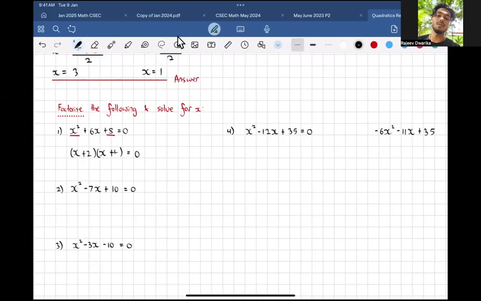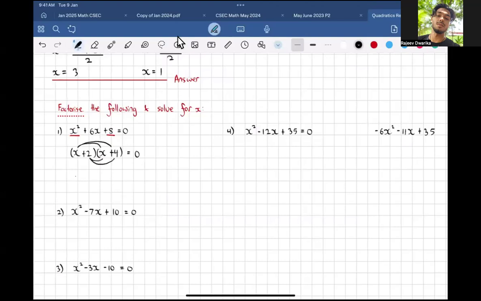And then we expand it fast. To expand that, I would say x by x, then x by 4, then 2 by x, then 2 by 4. So x by x is x squared. X by 4 is 4x, so plus 4x. Plus 2x. Plus 8. Right. You see any like terms? Yeah, 4x plus 2x. So that'll be x squared plus 6x plus 8.